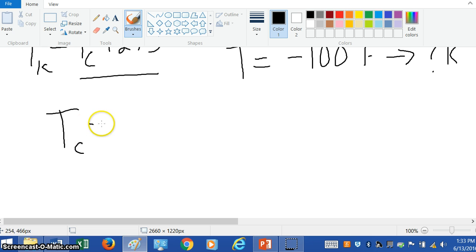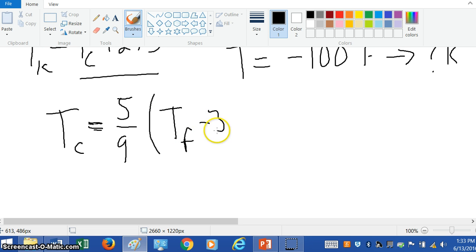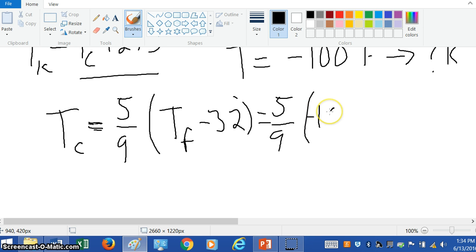So we have the temperature in Celsius is equal to 5/9, but this is in parentheses. We have the temperature in Fahrenheit minus 32. Okay, so this is going to be 5/9 times negative 100 minus 32. And so it's really 5/9 times negative 132. So let's put that in our calculator and see what the answer is.